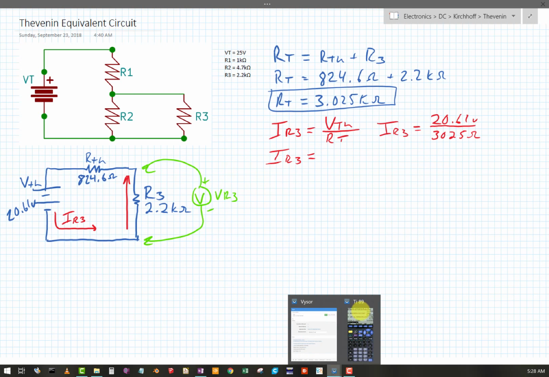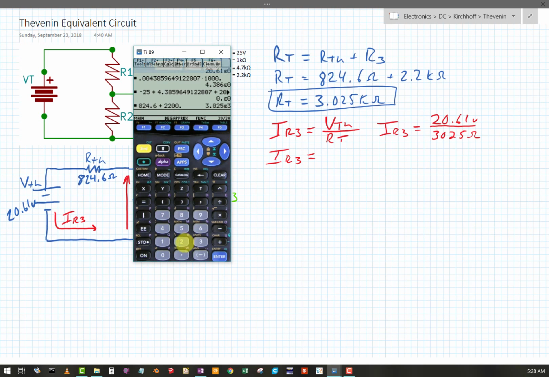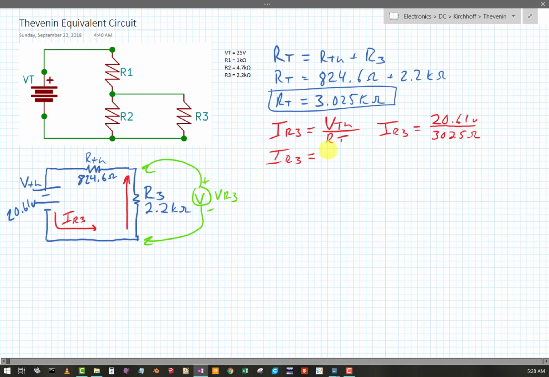IR3 equals, bring the old calculator in. Actually, let's go up here. I've got a pure number up here. That number, less rounded, divided by our resistance, less rounded, is 6.815 milliamps. Alright, so there's my actual current for R3 in my original circuit. So I would see that current right here. And I'm going to show you that in a second.